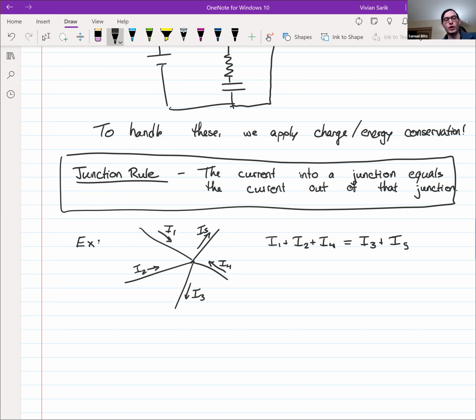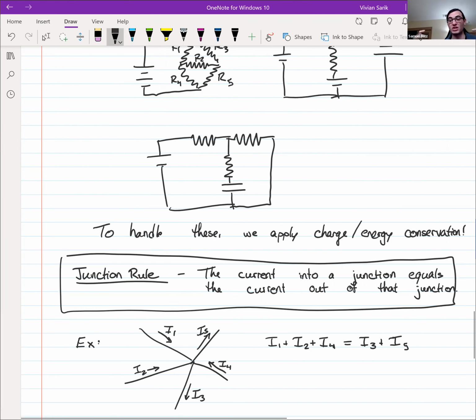It's a very powerful tool, though, because it lets you relate different currents at 3-point or more mergers. At a point like this, that would be a junction because you have current coming in from 3 different places. The junction rule obviously also applies to 2-point junctions, but those aren't particularly interesting because the current coming in only has one way to go.